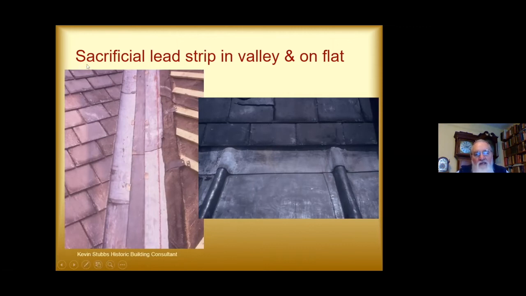So now any acidic runoff is spent on this sacrificial lead strip, and after about 30 years, you simply peel back the clips and pop another bit of lead in there, either scrap lead or a bit of code 4 lead, to act as a sacrificial material. And in this way, you're not having to do a large-scale job replacing these valleys. Very important with slate, because in redoing a valley, you're disturbing a lot of the slate.